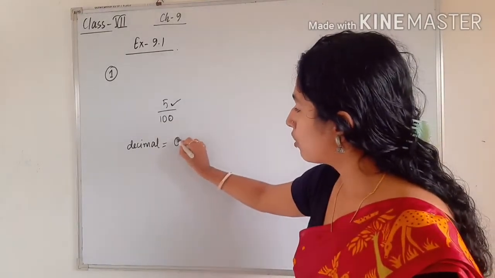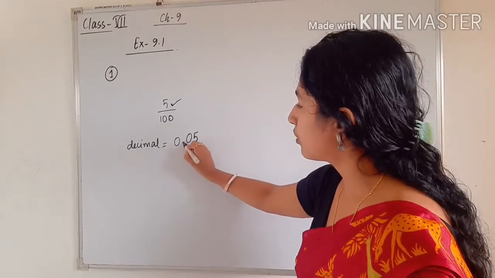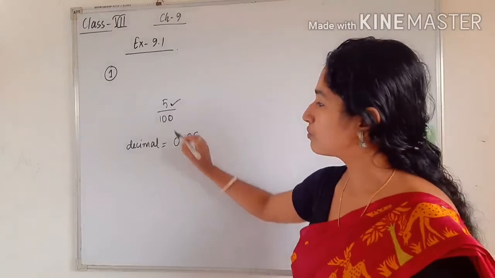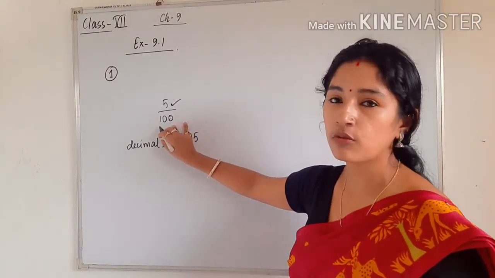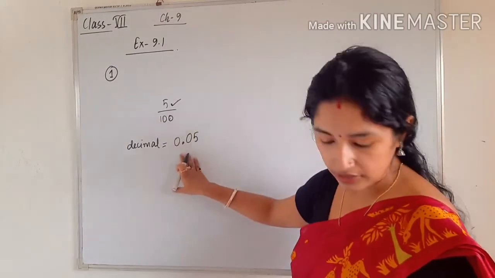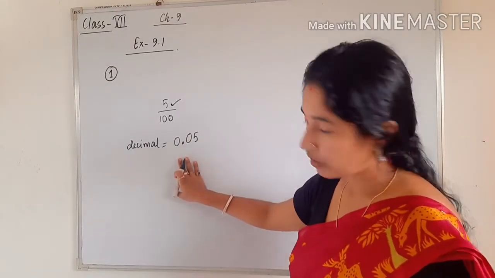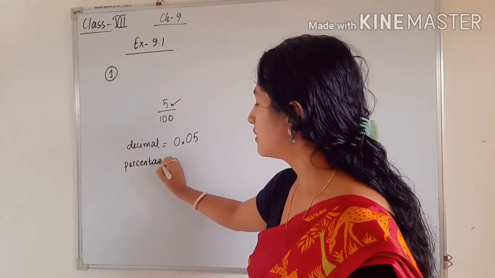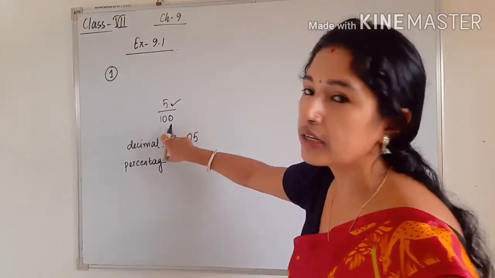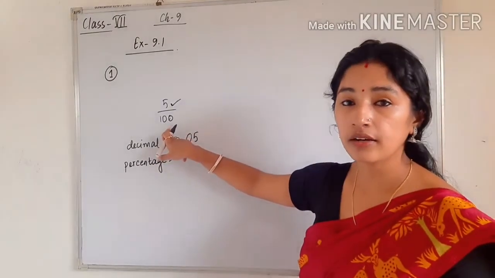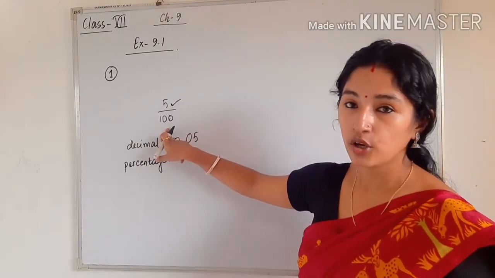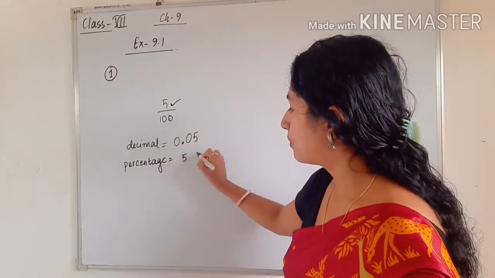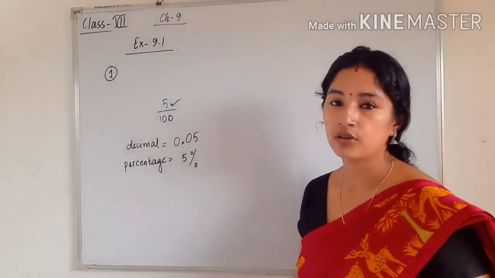So 0.05 will be the answer, because after the decimal point there should be 2 digits, since below it, after 1, there are 2 zeros. So in decimal this will be 0.05. And what will be the percentage? The denominator is already 100, so there is no need to convert or cancel. You can write directly. What will be the answer? Yes, 5%.